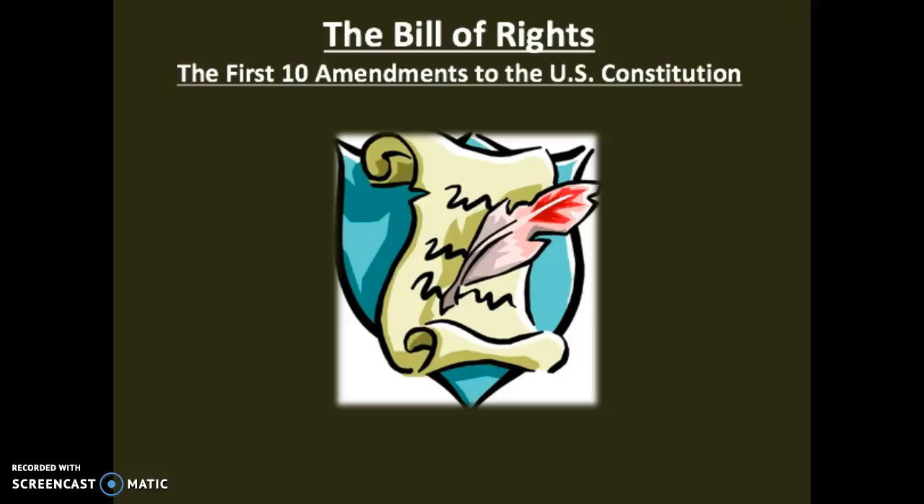During this quest, we'll be taking a look at the Bill of Rights. So specifically, we'll be looking at the first 10 amendments to the Constitution. We will, in another quest, take a look at the other amendments to our Constitution.